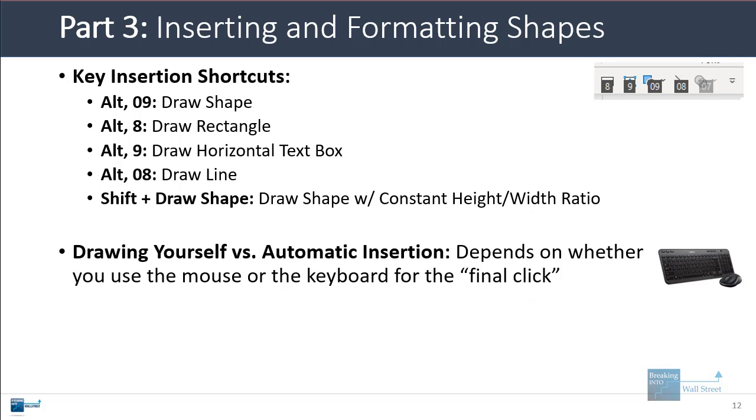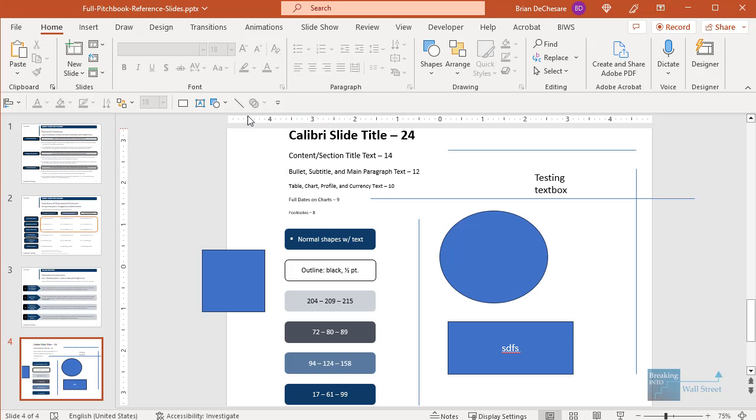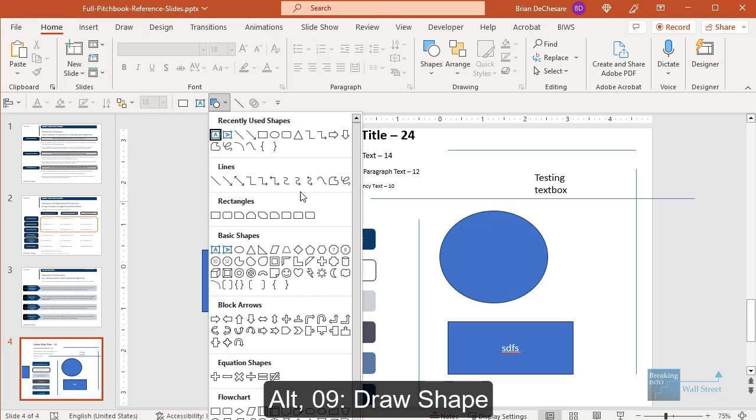We get some questions about how to draw shapes and lines yourself versus automatically inserting them. And the short answer is it depends on what you use for the final click. Do you use the mouse or the keyboard? Now, it doesn't really matter because if you don't get what you want, you can always use the mouse to resize the shape. But to show you an example of what I mean, let's say, for example, that I go up here and I go to Alt-9 and then I just click on the rectangle right here.